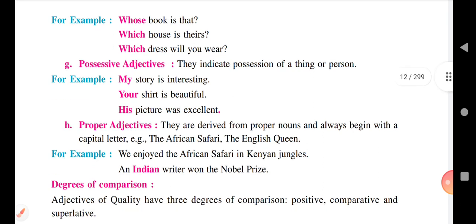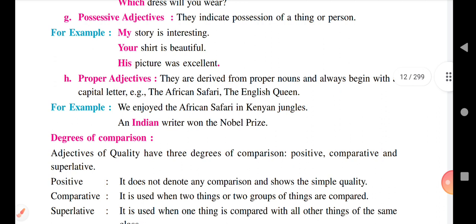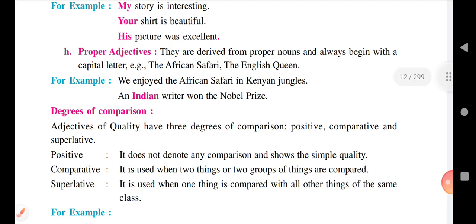H. Proper adjectives. They are derived from proper nouns and always begin with a capital letter. Example: the African safari, the English queen. For example, we enjoyed the African safari in Kenyan jungles. An Indian writer won the Nobel Prize.